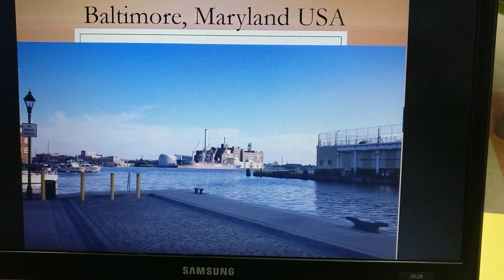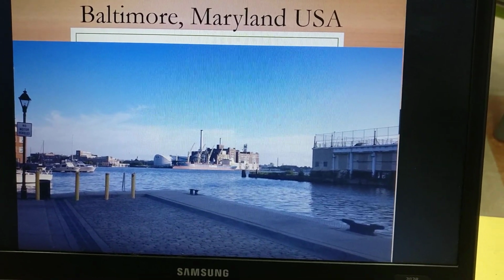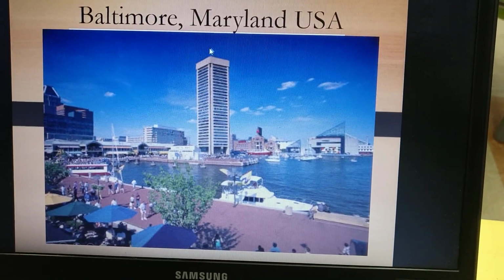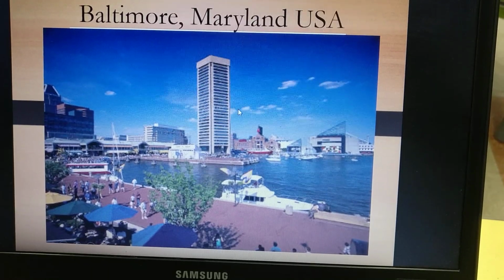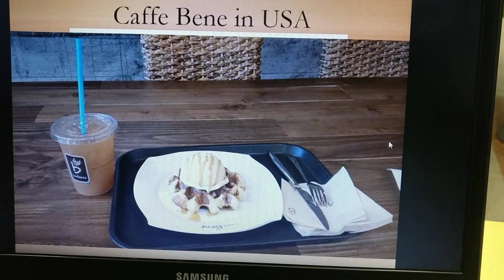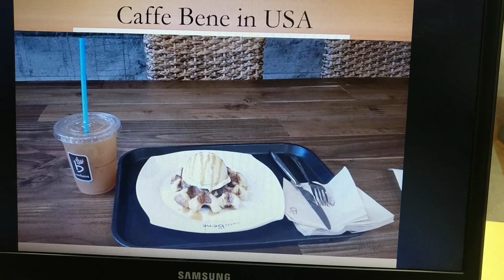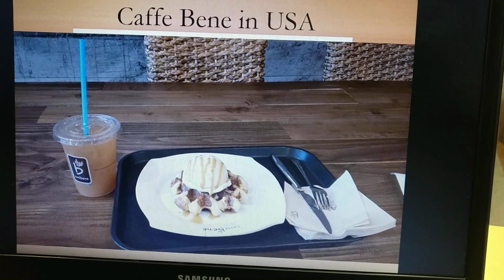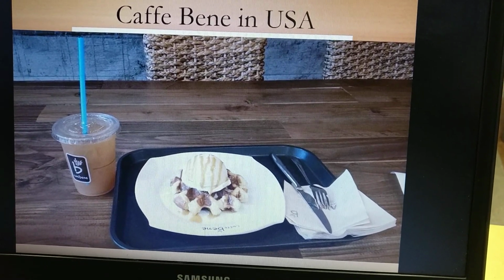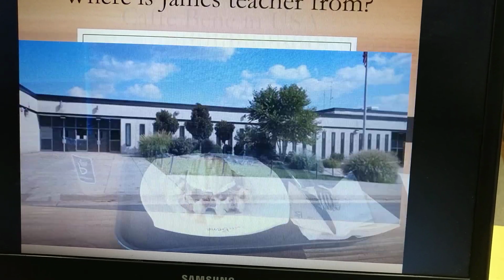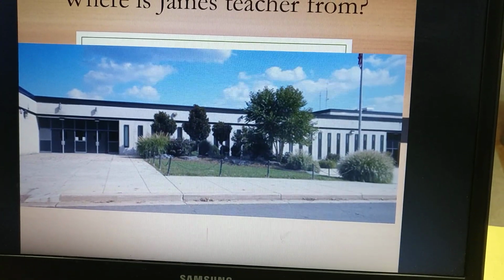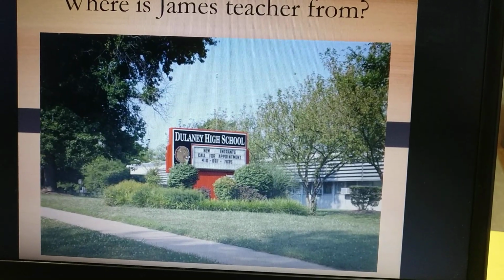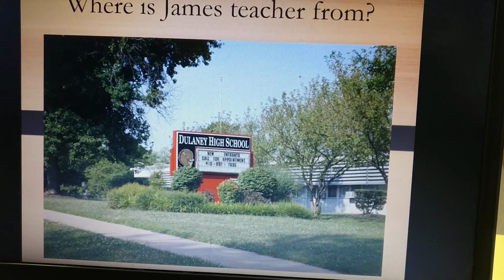This is a picture of the Inner Harbor in Baltimore. And in the Inner Harbor, we call this the World Trade Center. This is an example of Korean culture in America. This is called Cafe Bene in USA. So you can see we have an ice cream waffle here, very similar to Cafe Bene in Korea. This is the middle school I went to. And this is Delaney High School, the high school I went to.